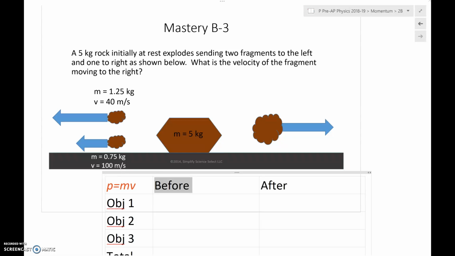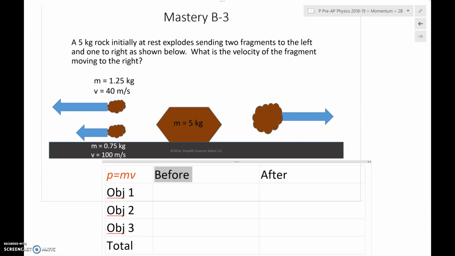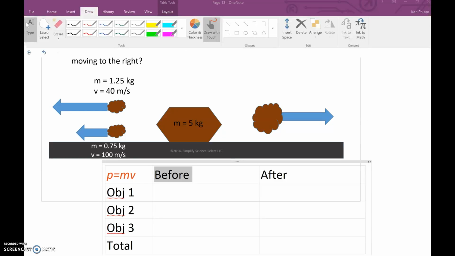And here's our last video of an example of conservation of momentum. This is the Mastery B3 problem, and it reads this. A 5-kilogram rock, initially at rest, explodes, sending 2 fragments to the left and 1 to the right as shown below. What is the velocity of the fragment moving to the right?